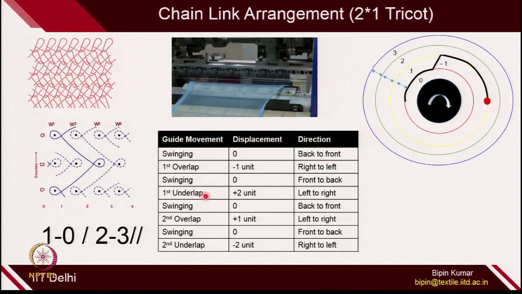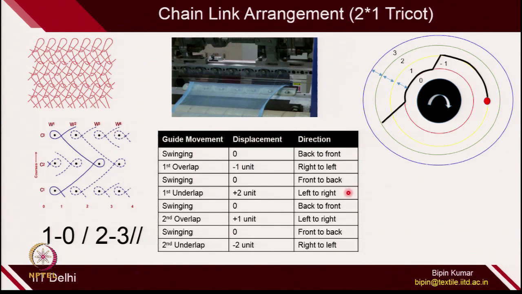So, now the underlap you can see it is +2 unit, it means there is an elevation. So, it must be encountering the link of second position, okay, because it has to rise. So, that is why from 0 position it is reaching to 2 position. So, this is the elevation and your underlap is over. So, this 4 sequence completed one course of the fabric.